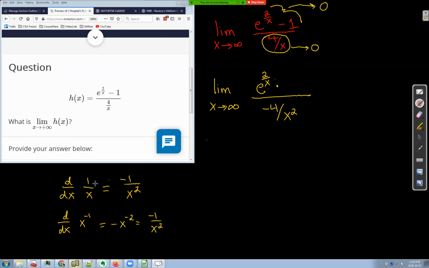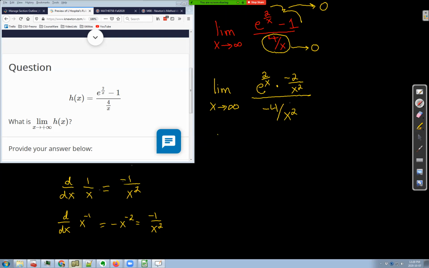And so, okay, I'm going to use this rule again. The derivative of 2 over x is going to be -2 over x squared. I'm just basically using this rule down here. And oh, now that actually means some good things are going to happen here.